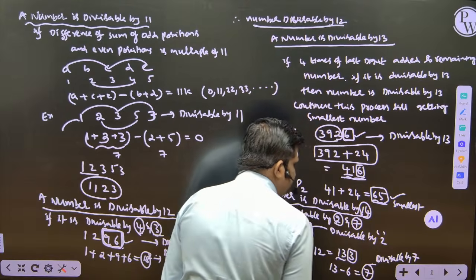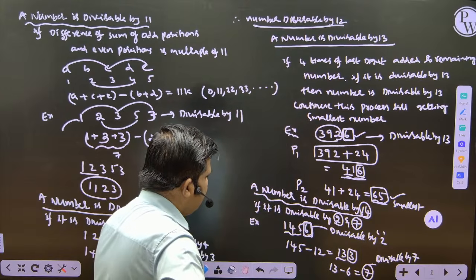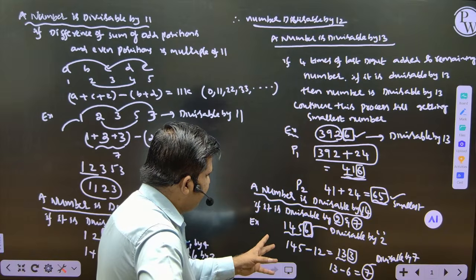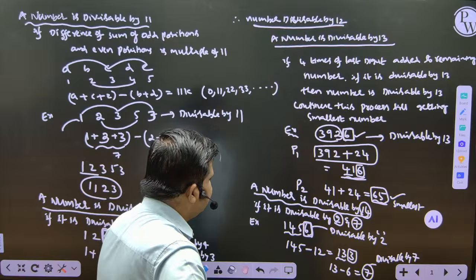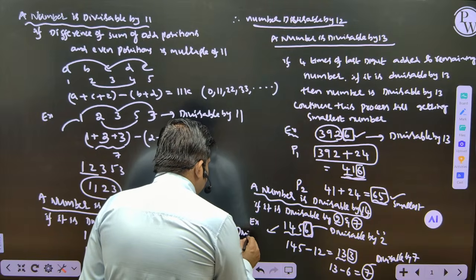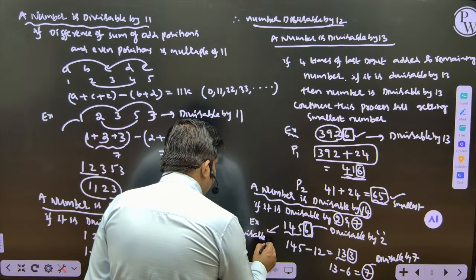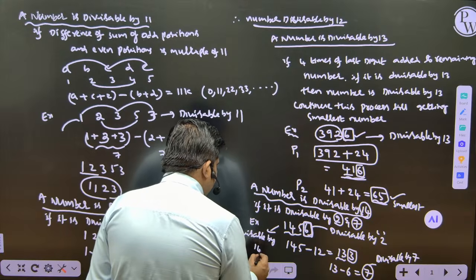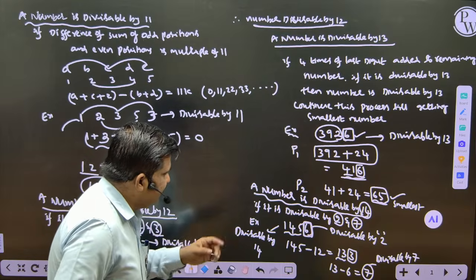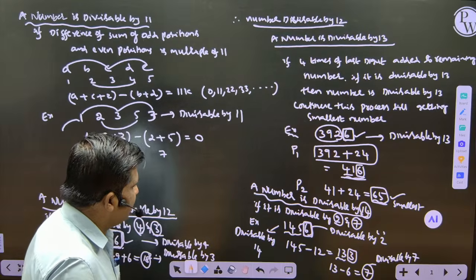It is divisible by 7. So finally, a number is divisible by 2 as well as divisible by 7. Therefore this number is divisible by 14.